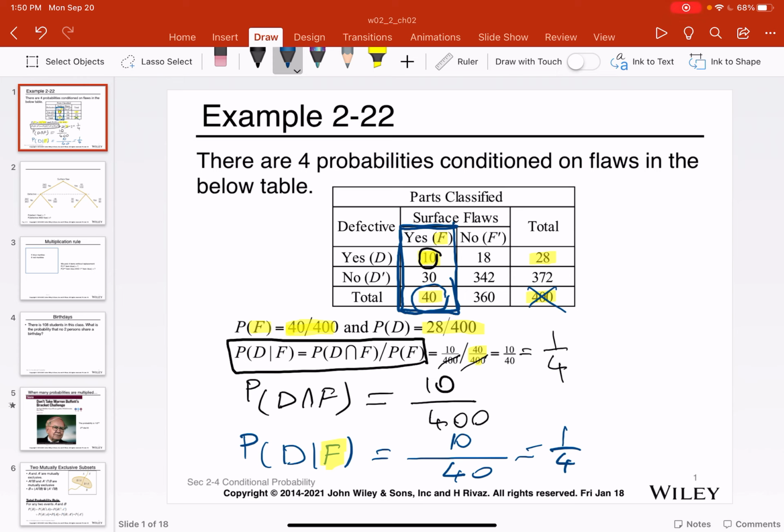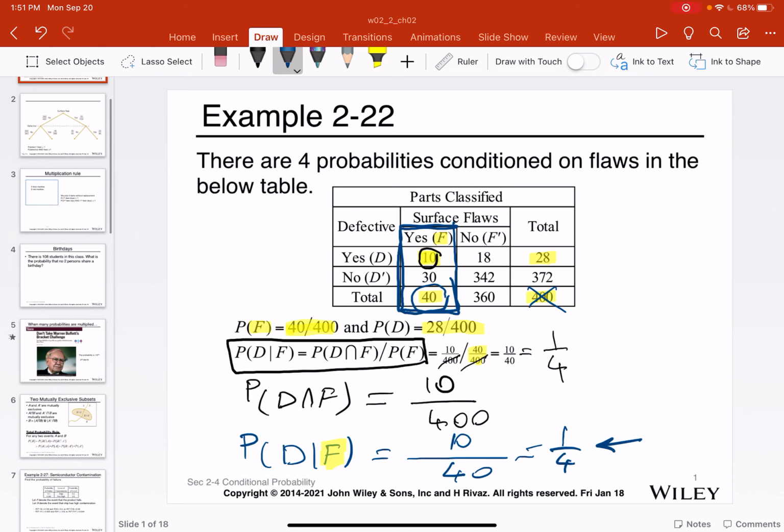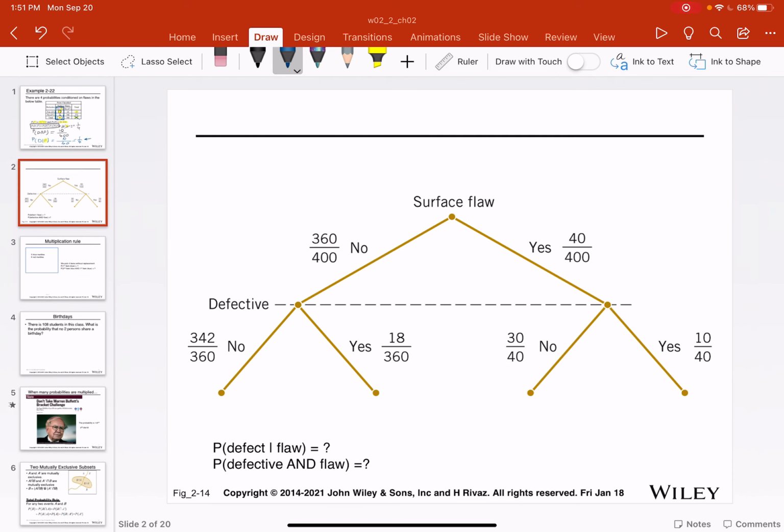So here in the second solution, I didn't use the equation of conditional probability. I just used my intuition. Questions? So one very good way to calculate these conditional probabilities is by looking at this tree diagram, right?